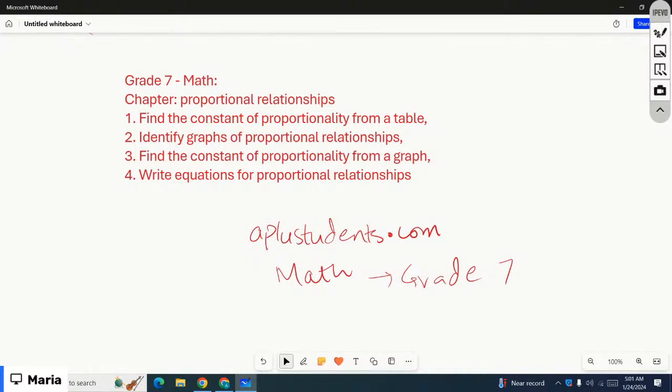We're going to start with the chapter proportional relationships, and the lessons we're going to cover today are: find the constant of proportionality from a table, identify graphs of proportional relationships, find the constant of proportionality from a graph, and write equations for proportional relationships. Please make sure you have your notebook and pencil so that you can note down the important examples and definitions as well.